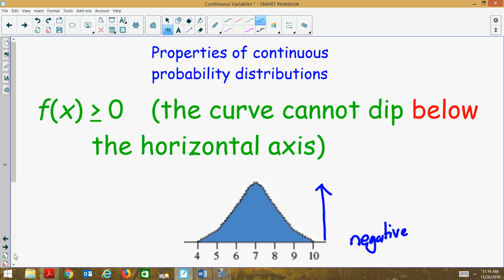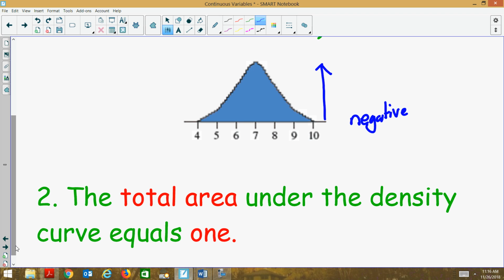The second thing, which makes finding the area under the curve actually really simple, is that the total area under the density curve equals 1 because, again, it is a probability distribution. Remember that the probability of any sample space has to equal 1. So the area under the curve here is already found. It is equal to 100%.